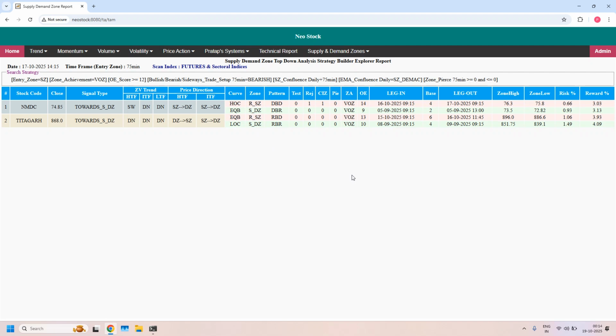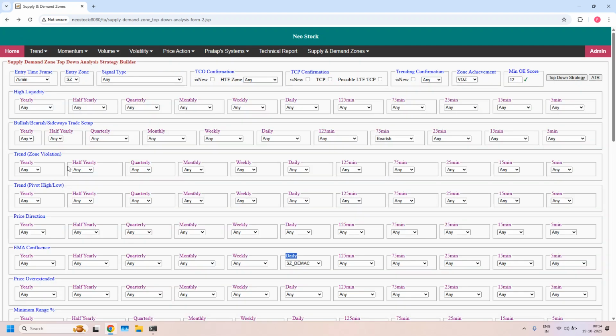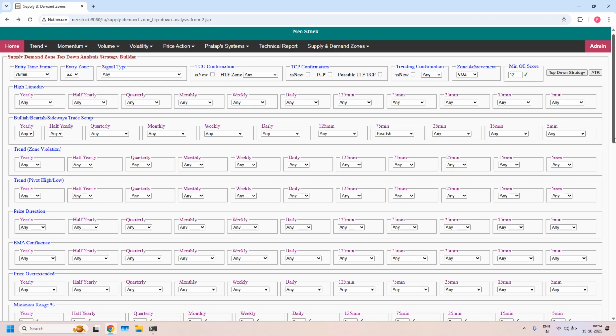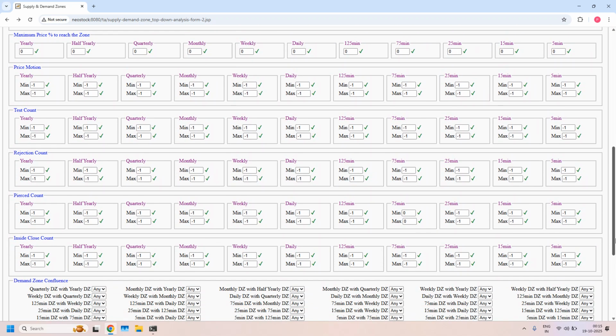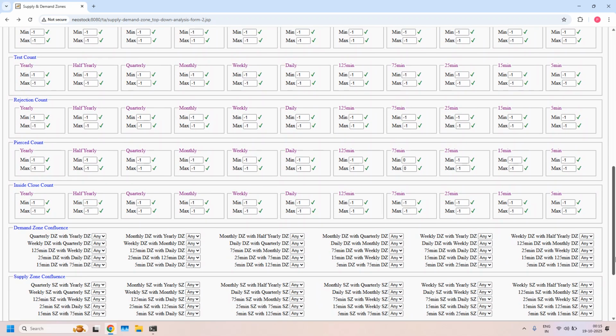Now by using second strategy, let us identify high probability trade setup zones. Second strategy is based on LTF, ITF, HTF supply zone confluence and HTF EMA confluence. I am removing ITF EMA filter. In the supply zone confluence, 3 filters I have to set. LTF and ITF, HTF, that is 75 minutes, daily and weekly. This is 75 minutes and daily, 75 minutes and weekly, daily and weekly supply zone confluence.